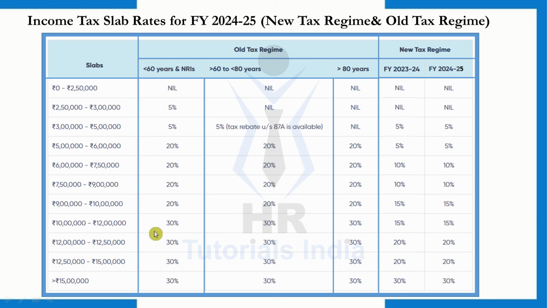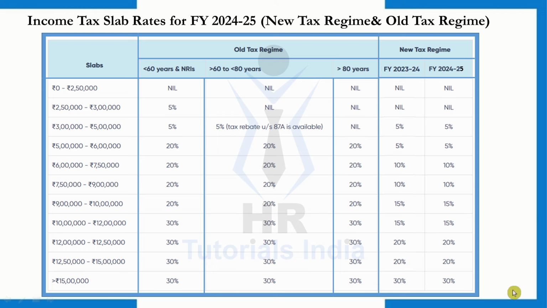Salaries between 10 lakhs to 12 lakhs, it is 30%, 30%, 30% in old tax regime, 15%, 15% in new tax regime. 12 lakhs to 12.5 lakhs, the percentage is 30%, 30%, 30% in old tax regime and 20%, 20% in new tax regime. 12.5 lakhs to 15 lakhs, the percentage is 30%, 30%, 30% in old tax regime, 20%, 20% in new tax regime. Finally, the salaries above 15 lakhs, it is 30%, 30%, 30% in old tax regime, wherein in new tax regime it is also the same, that is 30%, 30%.